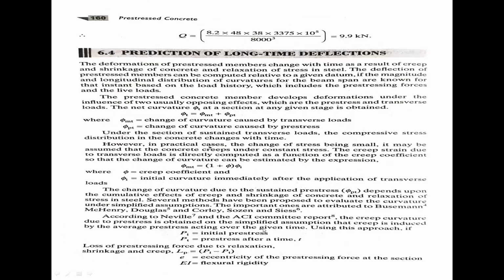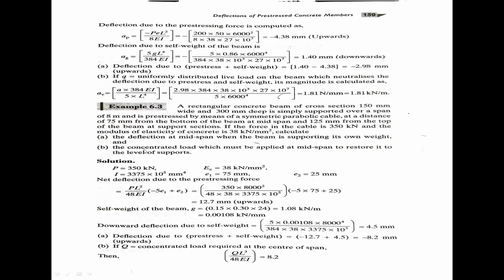Now we have to calculate Q, the concentrated load. We calculate the live load Q equal to 8.2 into 48 into 38 into 3375 into 10 to the power of 5 divided by 8000 cubed, which equals 9.9 kilonewtons. That is the second condition: the concentrated load which must be applied at midspan to restore it to the level of the supports. Okay, we have to calculate the point load.